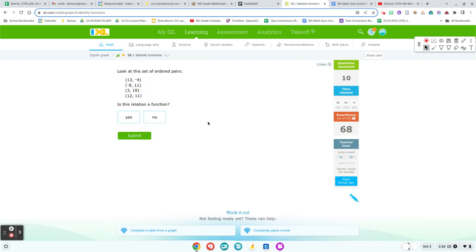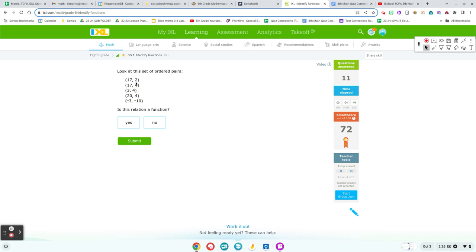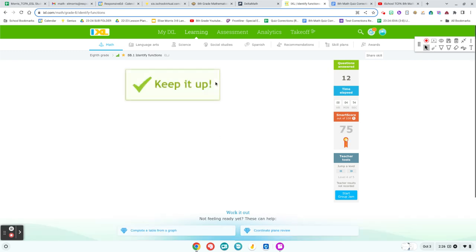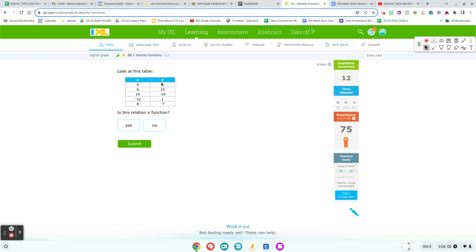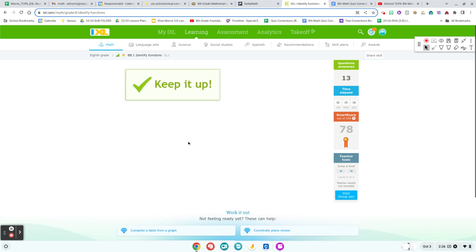Trying to get to some more graphs. The 12s are the problem. 12, 11, 12, negative 4. That is not a function. 17, 2, 17, 4. Not a function. Table 8, 9, and 8, 10. Not a function.